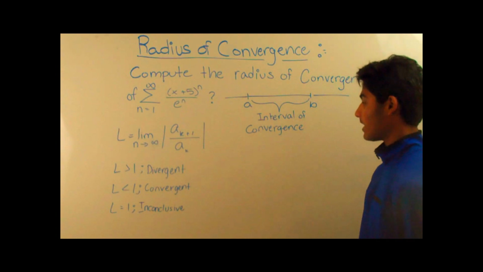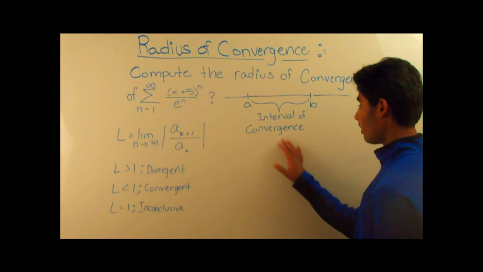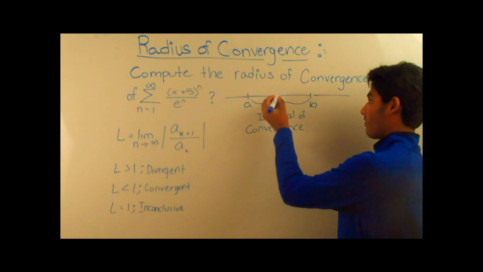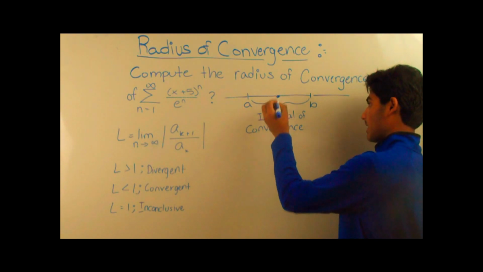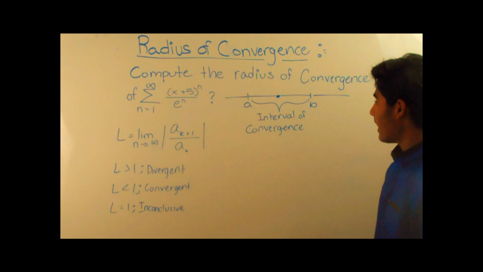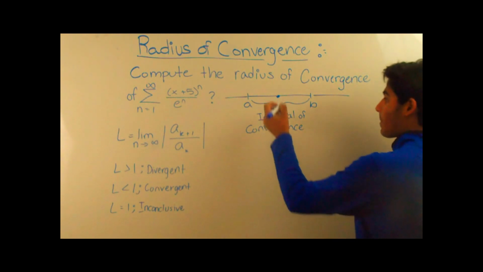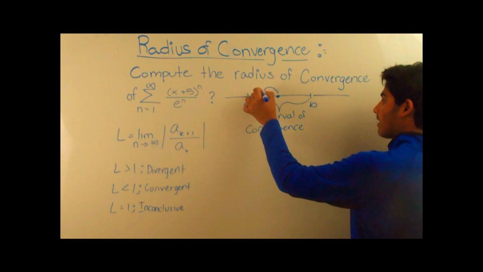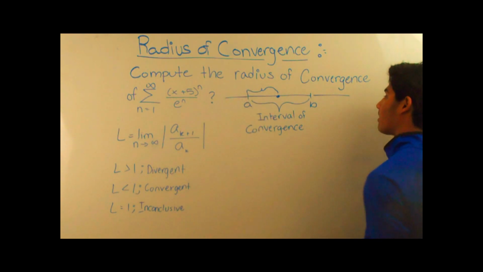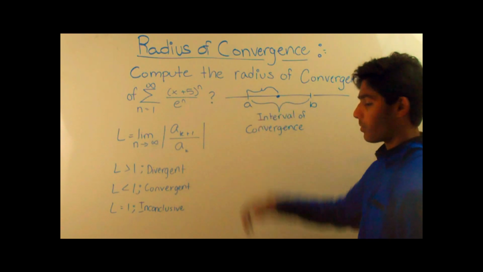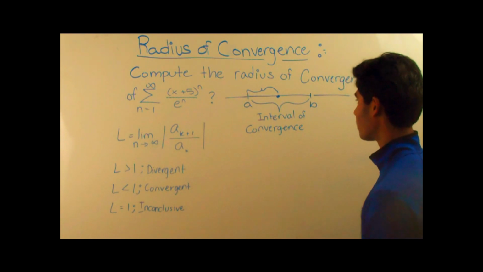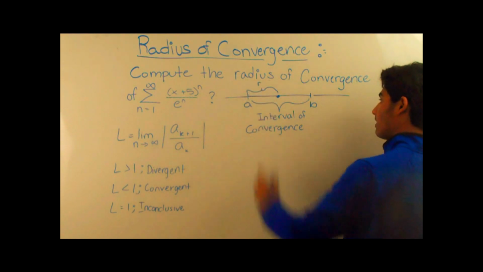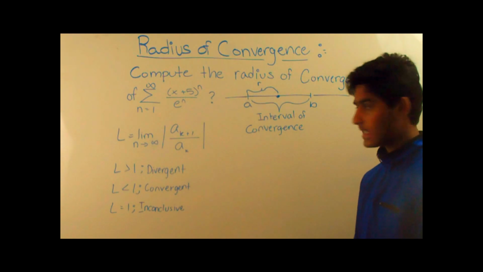So what is the radius of convergence? The interval always has to have a center because it's a finite thing. So there's always a center for the interval. And that means that the radius is basically the distance from the center to one of the endpoints. So this would be the radius. That's what the radius of convergence is.